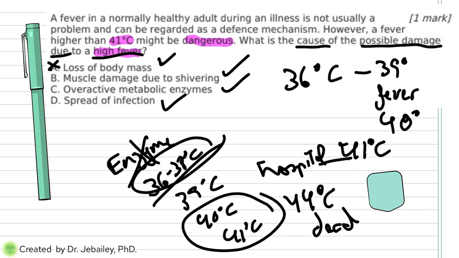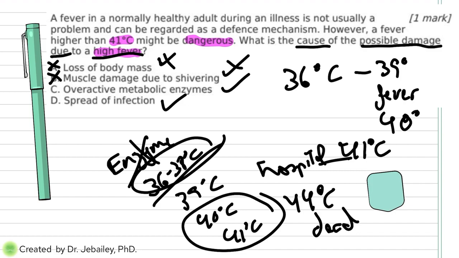Muscle damage due to shivering? No, there are people who have fever where they don't shiver at all. The shiver has to do with your body cooling off and you're trying to warm it up. So it has nothing to do with that. An overactive metabolic enzyme? Yes. Sometimes in the beginning, the temperature might be rising, so the enzyme is working a little bit faster, which is not good. And that can cause problems later. So C possibly can be, these ones are not.